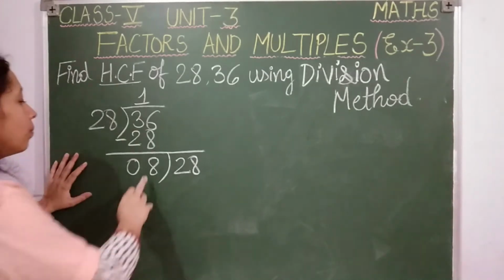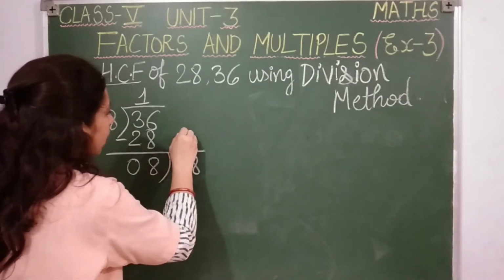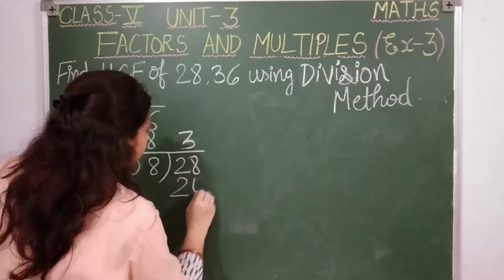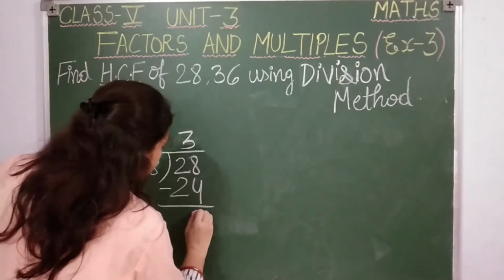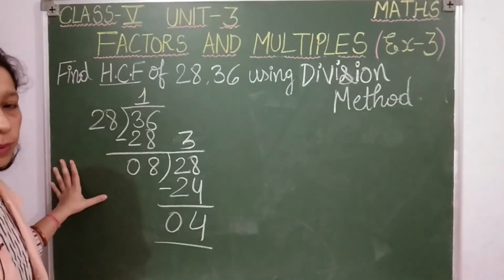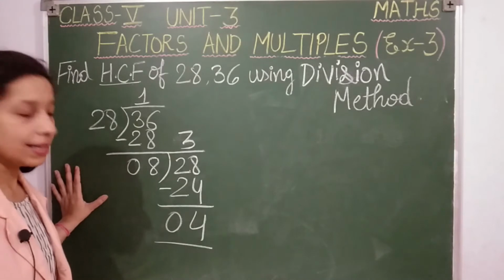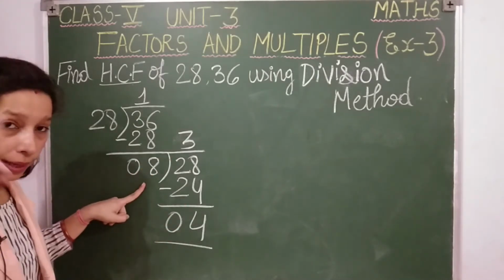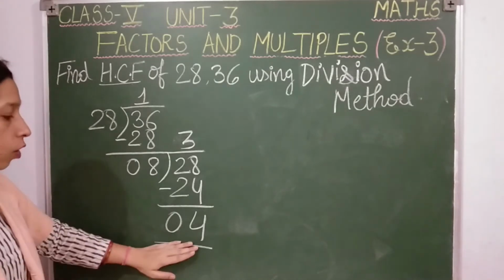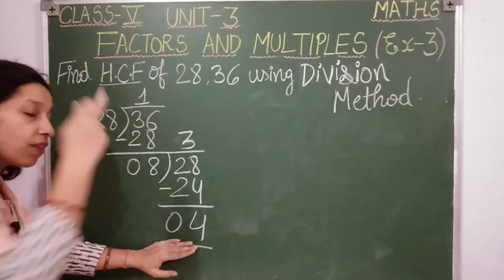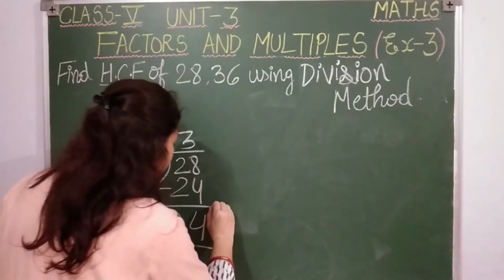Okay, now 8 4s are 20, sorry 8 3s are 24. Clear, students? So 8 minus 4, 4, 2 minus 2, 0. Again what is remaining? 4 is remaining, but we should get the remainder as 0. No problem. What did you do here? Remainder became divisor. So here also my remainder will become divisor, and the divisor will become the dividend now. So I can write it like this.